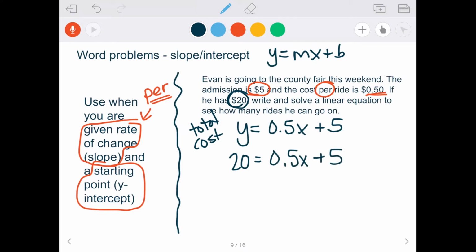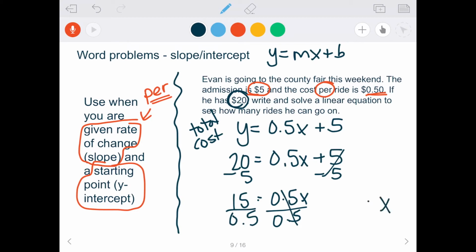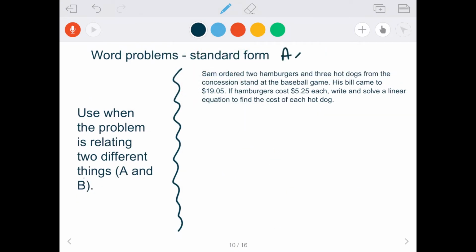Now what we can do is we can solve this equation to find out what x is equal to. So if I subtract 5, divide by half, we find out that Evan can ride 30 rides with his $20 form. So remember that standard form is ax plus by equals c. And so we're going to use this type of problem when the problem is talking about two completely different things.